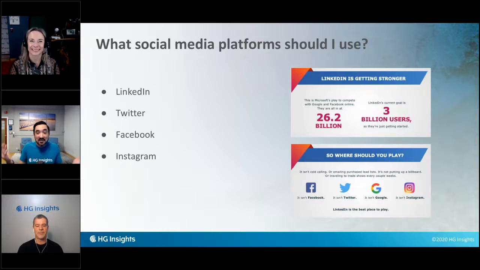To be honest, it's one of the reasons why we developed our HG for LinkedIn tool. If you guys are going to be running targeted advertisements on LinkedIn, why don't we help you do that so you can really focus on the accounts that have not only the highest propensity to buy, but also the right budgets for you to go after.